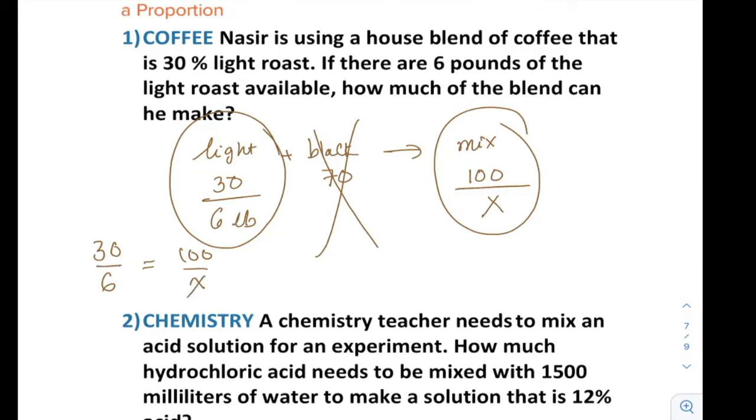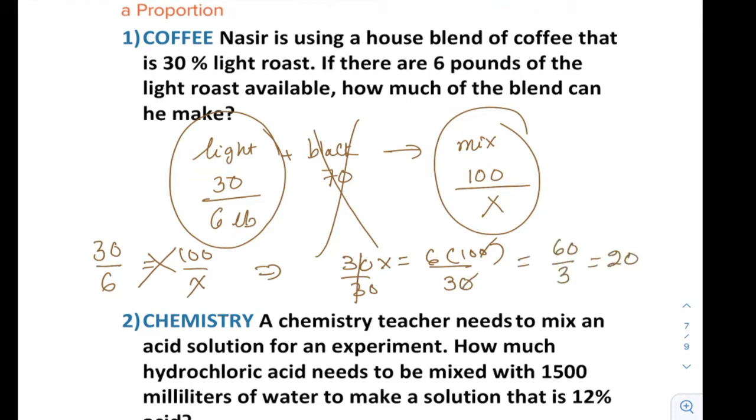And we will use the cross multiplication. So it will be 30x is equal to 6 times 100, dividing by 30 both sides, taking away the 0. It will be 60 over 3, which is 20. So the answer is 20 pounds.